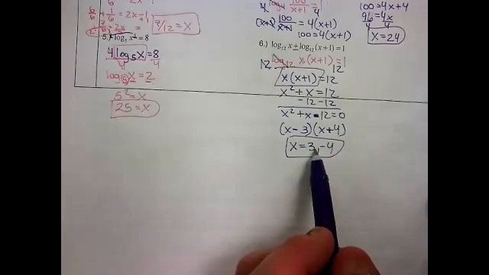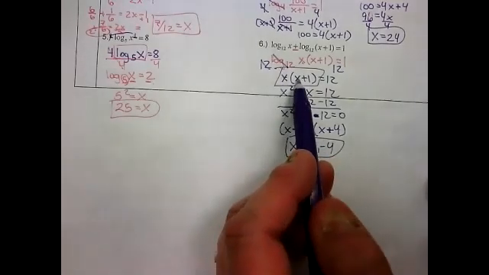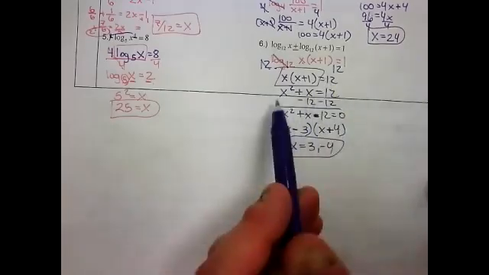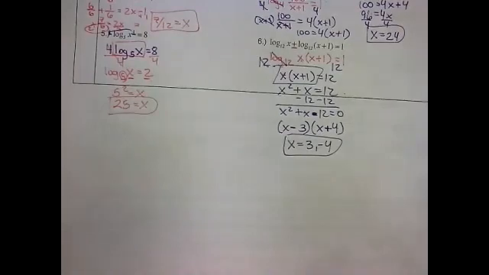Okay, so let's plug it back in. So here, 3 times 4 is 12. Or 3 squared is 9, plus 3 is 12. So both of those work. So plug them back in and check if you're unsure.